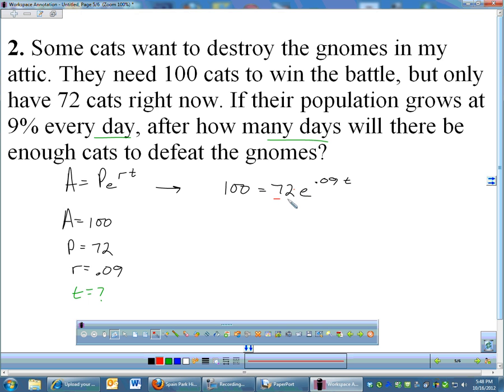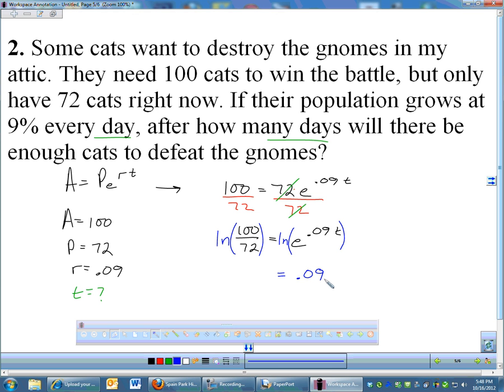We're going to start by dividing by 72. So I have 100 over 72, which probably reduces, but I don't care, because we're going to throw this all in the calculator at the end anyway, equals e to the 0.09t. Now my variable is in the exponent, so I will need to take the natural log of both sides. I'm going to take the ln of that times the ln of this. And ln of e to something is just the something. That's one of the properties of logs. So we have 0.09t is equal to ln of 100 over 72.